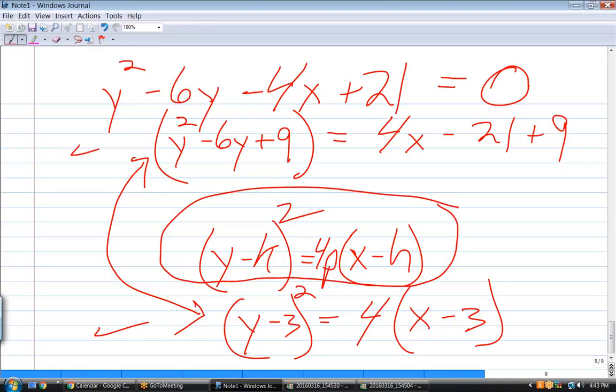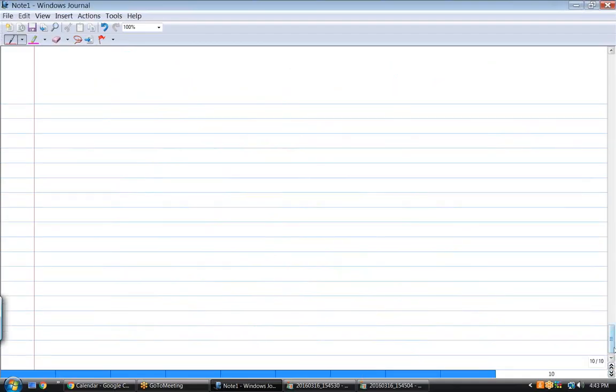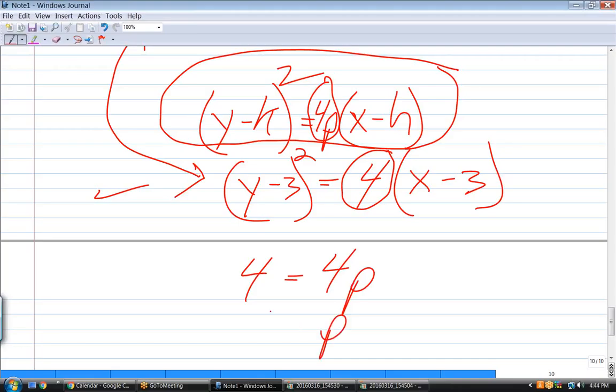I've got the y minus k. I've got the x minus h. The only thing I have is a 4 instead of a 4p. So what is p equal to? Is p equal to just 1? Correct. In other words, I can equate that and that. So I can say 4 equals 4p, p equals 1. Now I have everything I need to graph it.